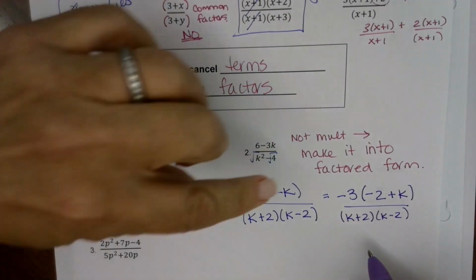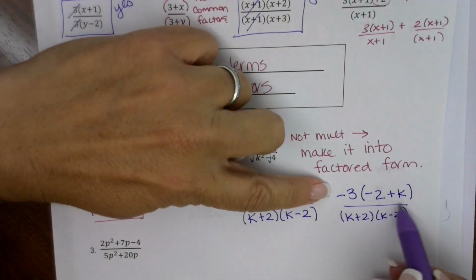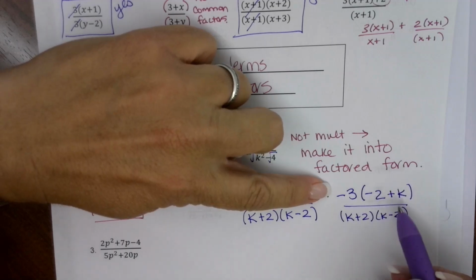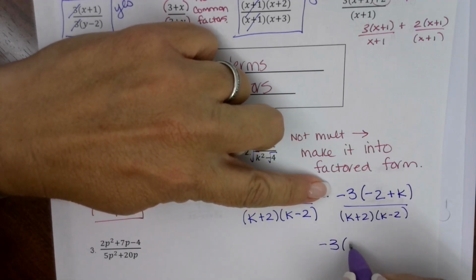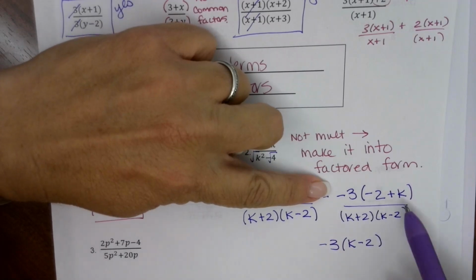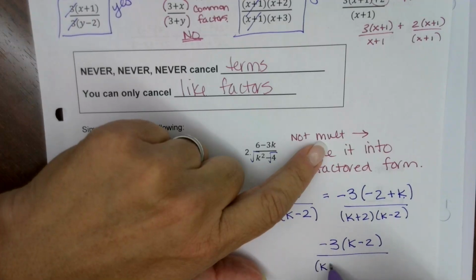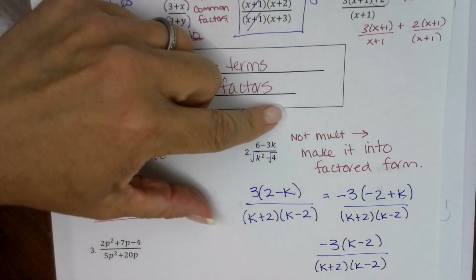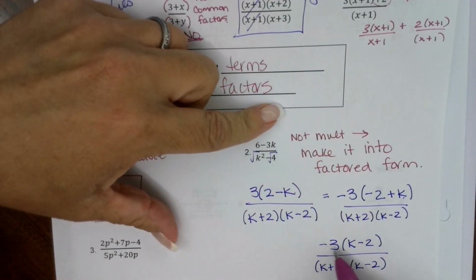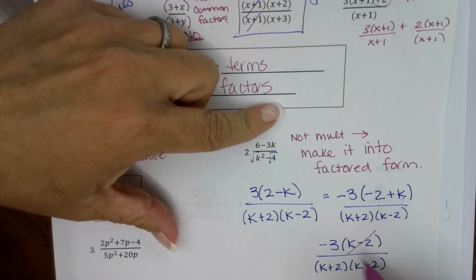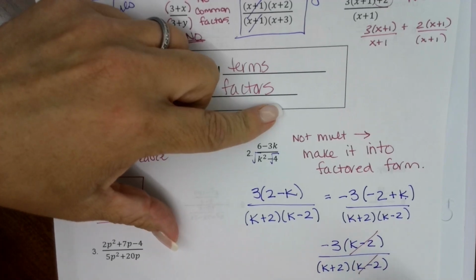Okay? Now, just to make this easy to see, I'm going to rearrange the order on this factor. And I can do that. And I can say k minus 2. All right? So k is still positive. I subtract 2. And then down here on the bottom, I have k plus 2 and k minus 2. Okay? Now, at this point, this is all multiplied together, and this is multiplied together. So now it's multiplied, so I can cancel these two like factors, and I'm left with negative 3 over k plus 2.